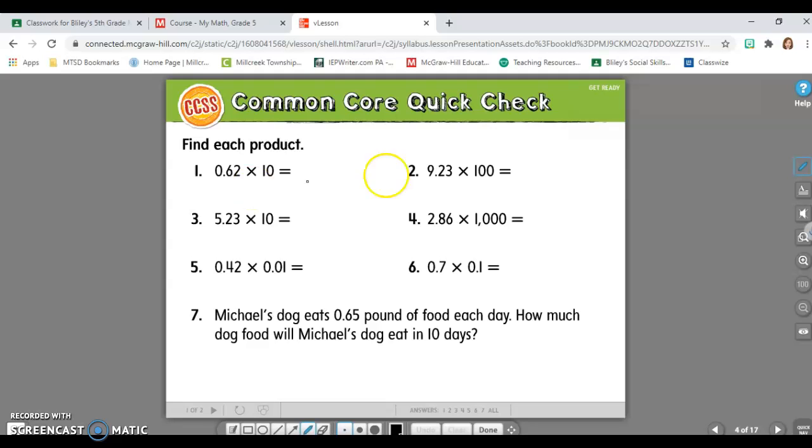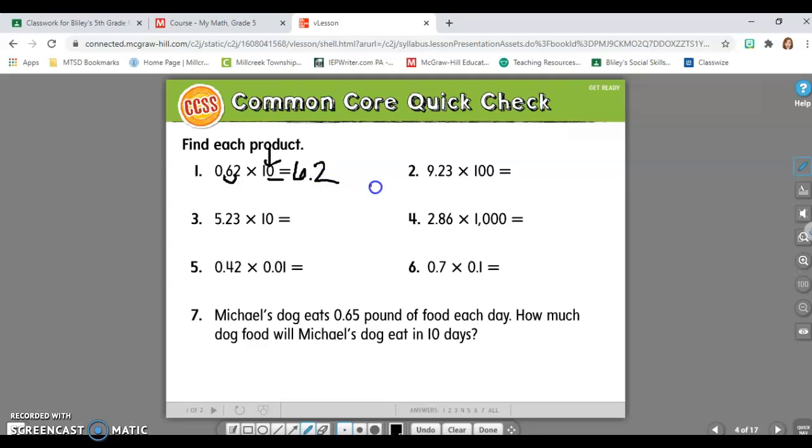So from yesterday's lesson, remember when we're multiplying by the power of 10, we are moving our decimal by how many zeros we have. So let's look at number 1. We have 62 hundredths times 10. We're going to take our decimal. I have 1 zero, so I'm going to move my decimal 1 place to the right. So my answer should be 6 and 2/10.